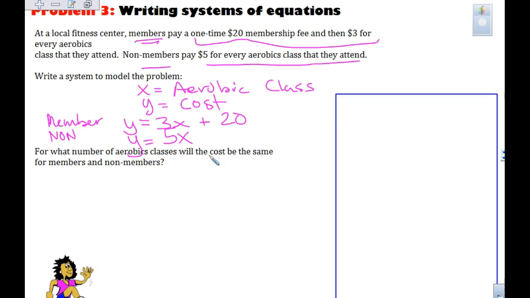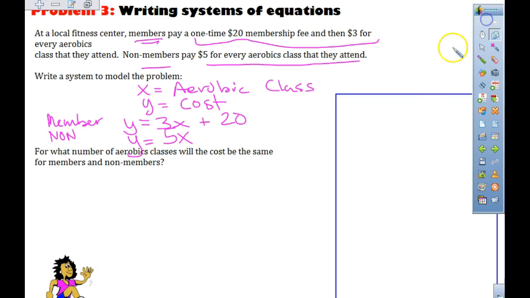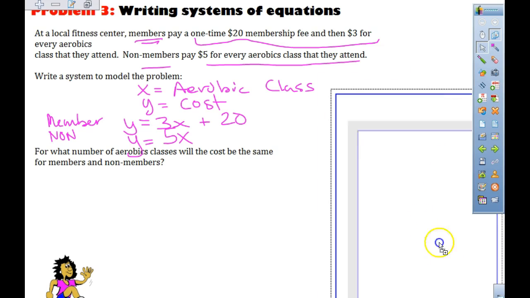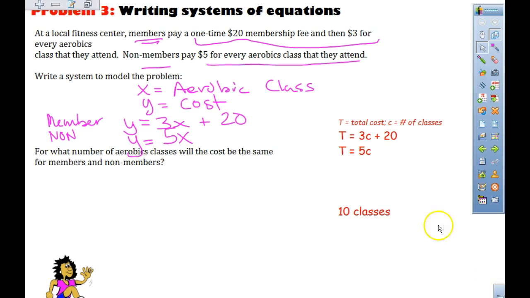We're not going to solve this one, but as you look at this, this would be pretty easy again to use elimination. Put the y equal to y. Now I just want you to notice that sometimes you're going to see different variables in the back instead of x and y. Is it wrong? No. Why did they use t? Total cost. Why did they use c? Classes. So if you don't like x and y and you want to use the variable that makes sense for the problem, do it either way. You should have solved this one and got 10 classes. We're not going to do that right now.